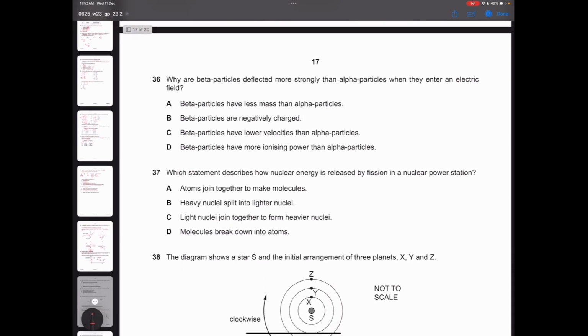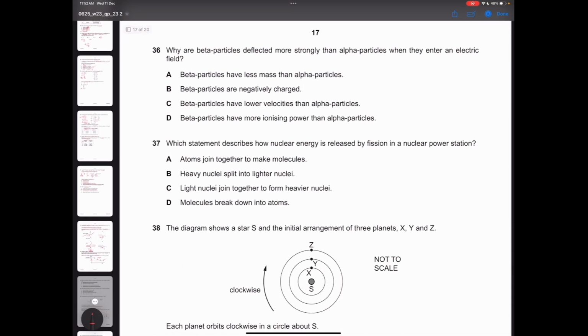Question number 36. Why are beta particles deflected more strongly? Alpha particles have neutrons as well as protons. They are heavier, so they have more momentum. This is why. Beta particles have less mass, so this is correct. Beta particles are negatively charged, but that is not the reason. The alpha particle is positive, and in the field, positive and negative are both deflected, so there should not be a difference based on charge. There will be a difference based on momentum. Beta particles have lower velocities than alpha particles? How do we know? Beta particles have more ionizing power than alpha particles? It doesn't matter. Momentum matters. So the answer should be A.